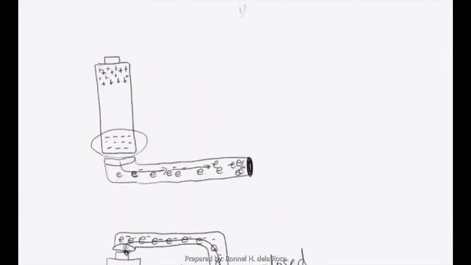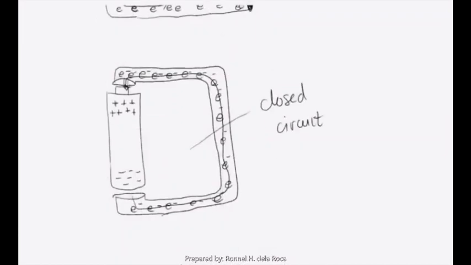Yung kanina, ito ay open circuit, dahil wala pang close path yung flow ng electrons. And this complete flow of electrons from the negative to positive terminal of the battery constitutes the current. So, we know na ang flow ng electron ay from negative to positive terminal ng battery. And this current is called the electron flow.